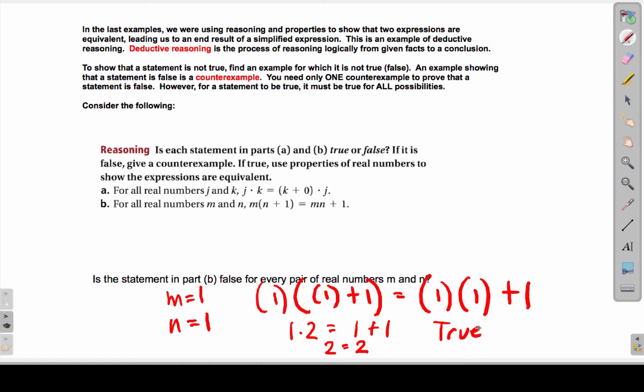Okay, so there may be pairs of numbers where we do get a true statement here, but if we have a counterexample, with just one counterexample, then the original statement is going to be false.